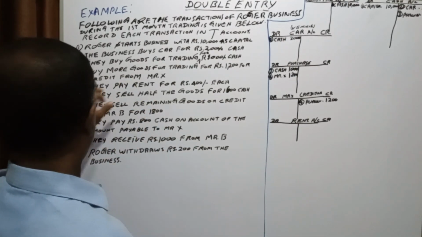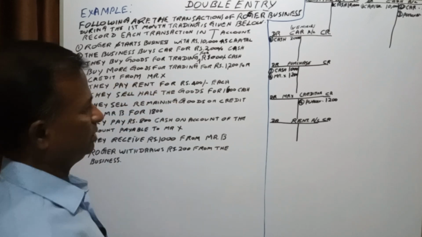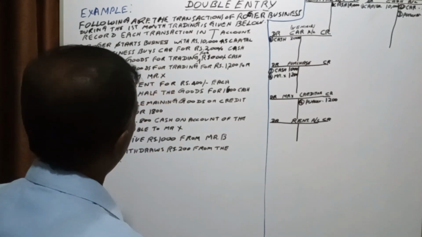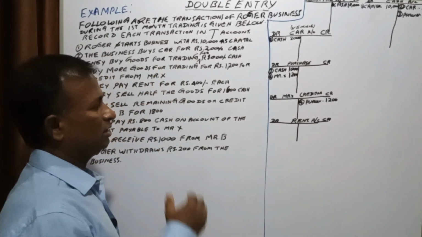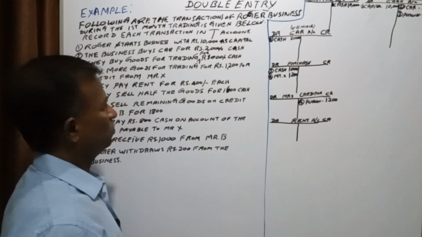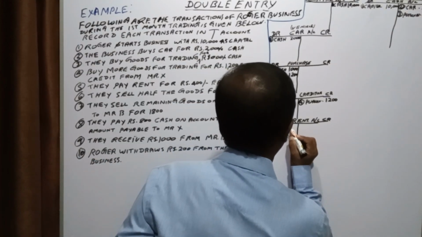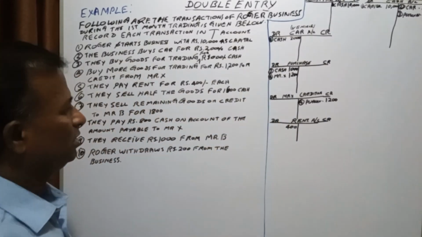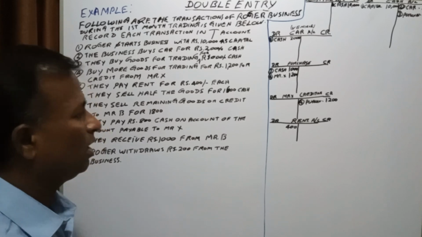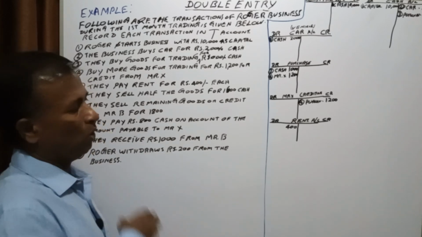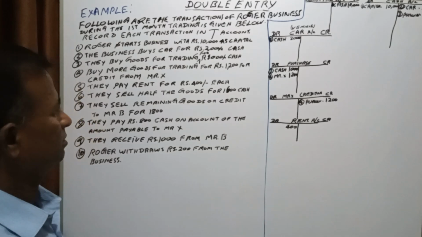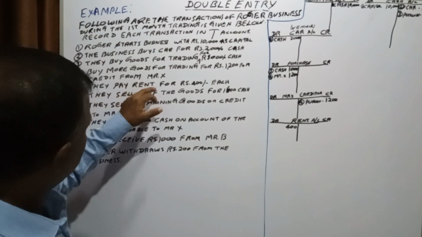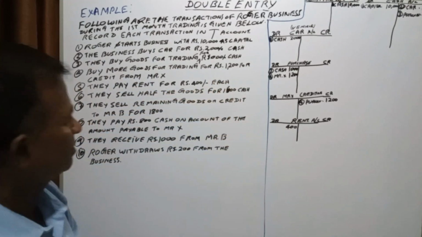They pay rent for 400 each. 400 each in the sense only the starting month, first month. So rent is an expense, so you debit the expense with 400. Expenses always will have a debit entry, and revenue always will have a credit entry. So number 5 says they pay rent for 400 cash.